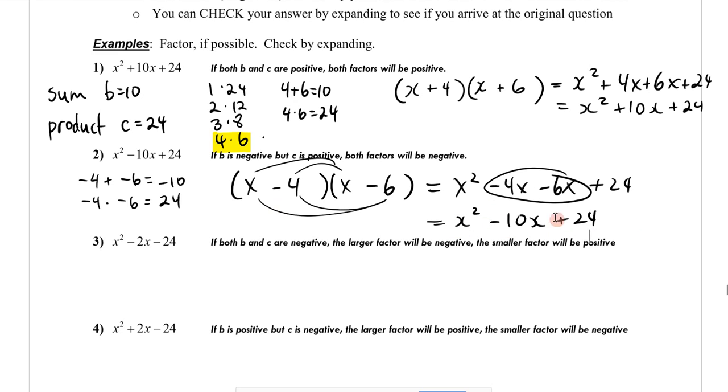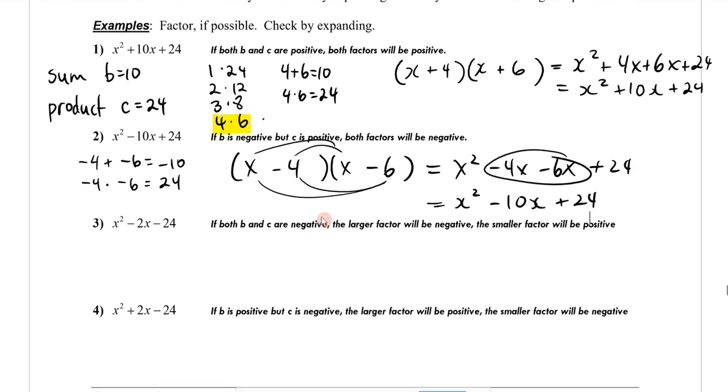So this is my checking steps. Here's the actual answer. And that's what I want, the factored form. And you have two brackets being multiplied. These are two factors that are being multiplied.